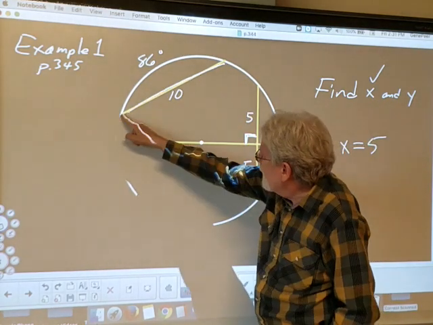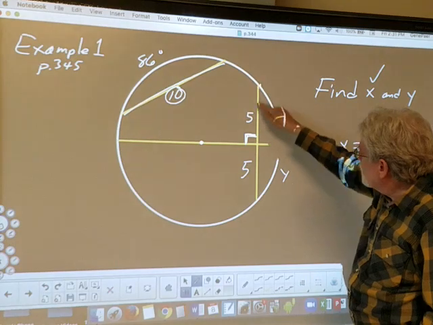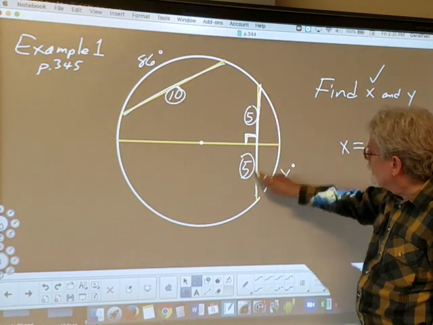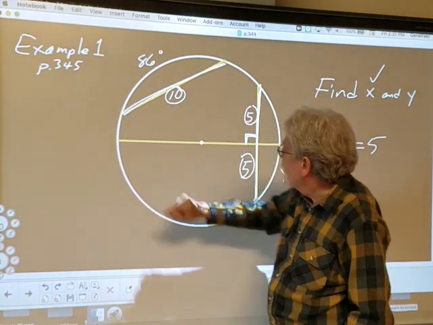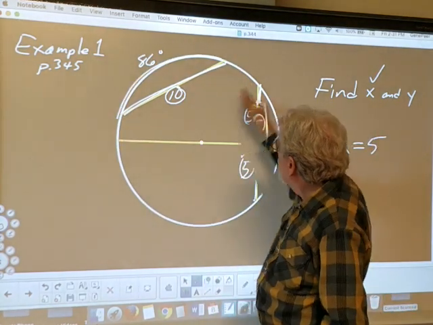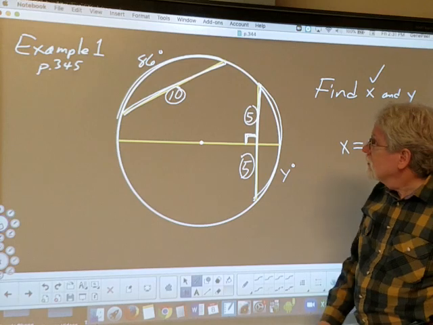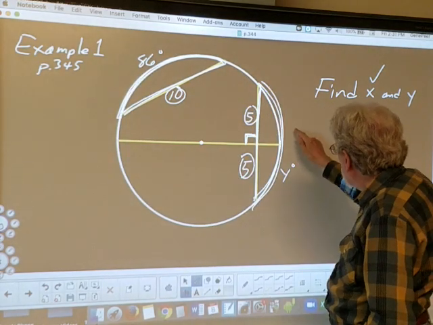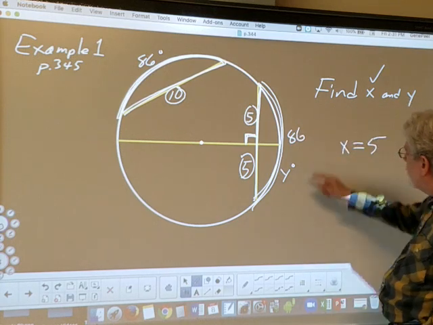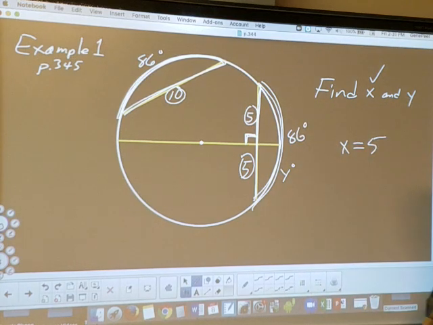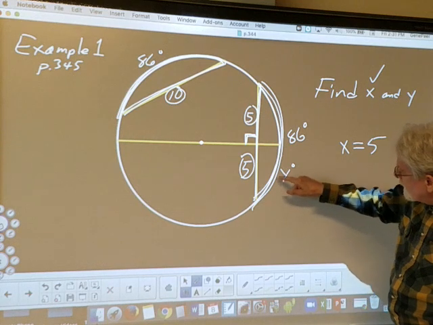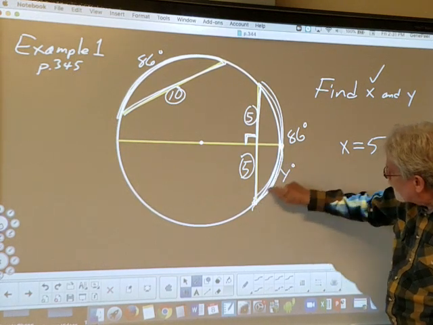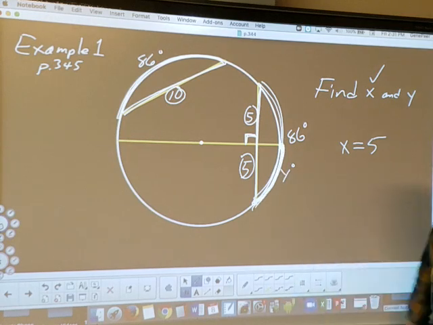Hey, wait a minute, look at this. This is 10, we're told. And this is also 10. Ooh, don't congruent chords have congruent arcs? Yes. So if this arc is 86, then this arc must be 86. Oh, we're done. Y is 86. No, Y is not 86, because Y being marked here on this part means we're looking for just that side.